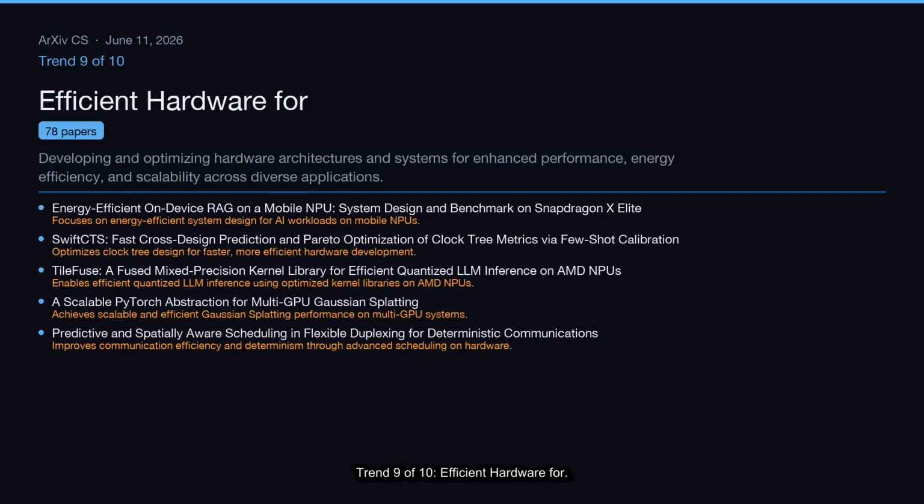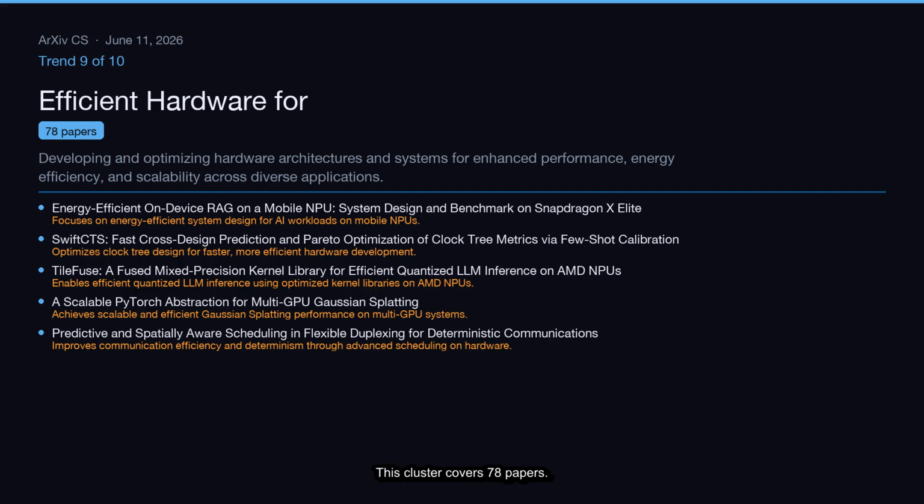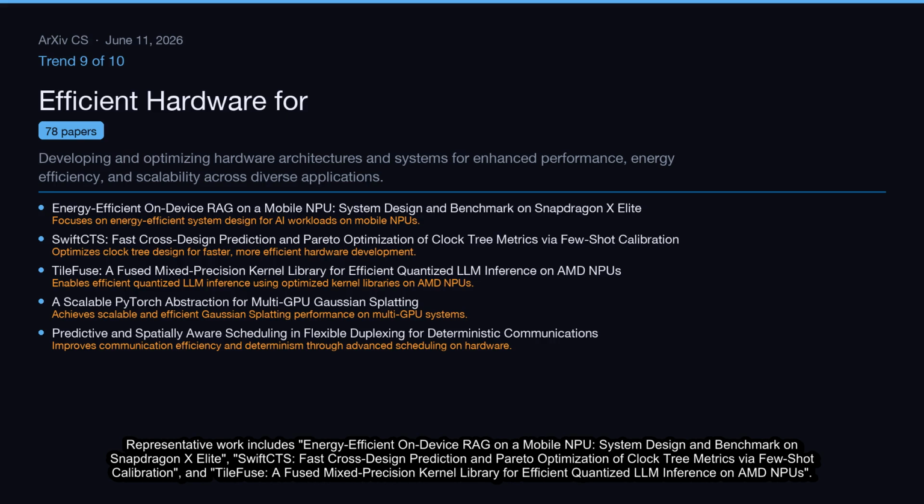Trend 9 of 10, Efficient Hardware. Developing and optimizing hardware architectures and systems for enhanced performance, energy efficiency, and scalability across diverse applications. This cluster covers 78 papers. Representative work includes Energy-Efficient On-Device RAG on a mobile NPU, System Design and Benchmark on Snapdragon X Elite, Swift CTS, Fast Cross-Design Prediction and Pareto Optimization of Clock Tree Metrics via Few-Shot Calibration, and TileFuse, a fused mixed precision kernel library for efficient quantized LLM inference on AMD NPUs.